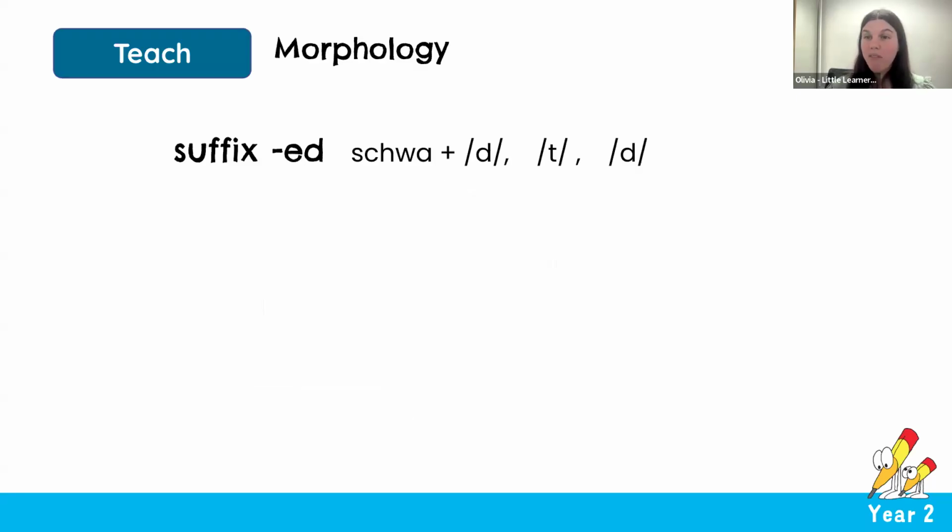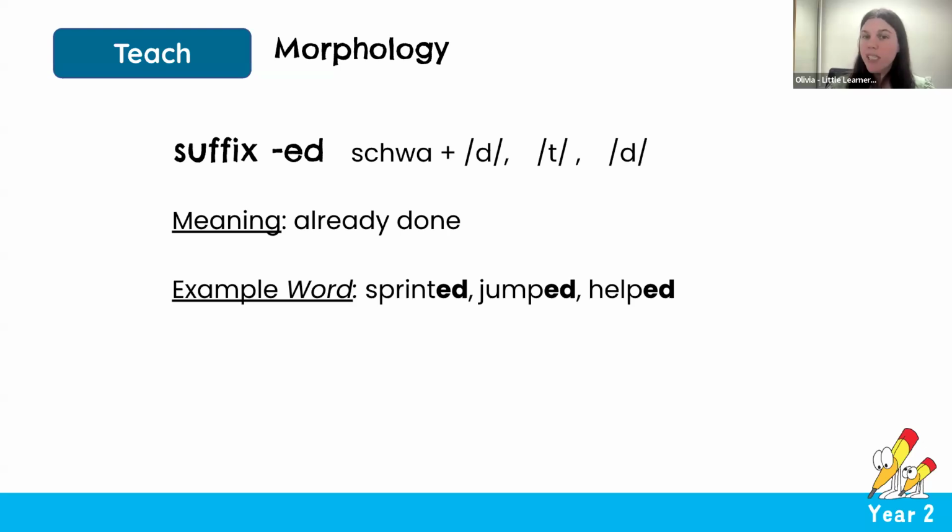So now we'll dive into some of the background knowledge that will support you in teaching these suffixes and prefixes to your students. So starting with the suffix ed, this is one of the morphemes covered in the unit, and it has 2 meanings. The first example we will look at is for ed meaning an action that was already done. Examples of this are sprinted, jumped and helped, and you can hear the 3 pronunciations that are detailed at the top of the screen here at the end of each of these words.